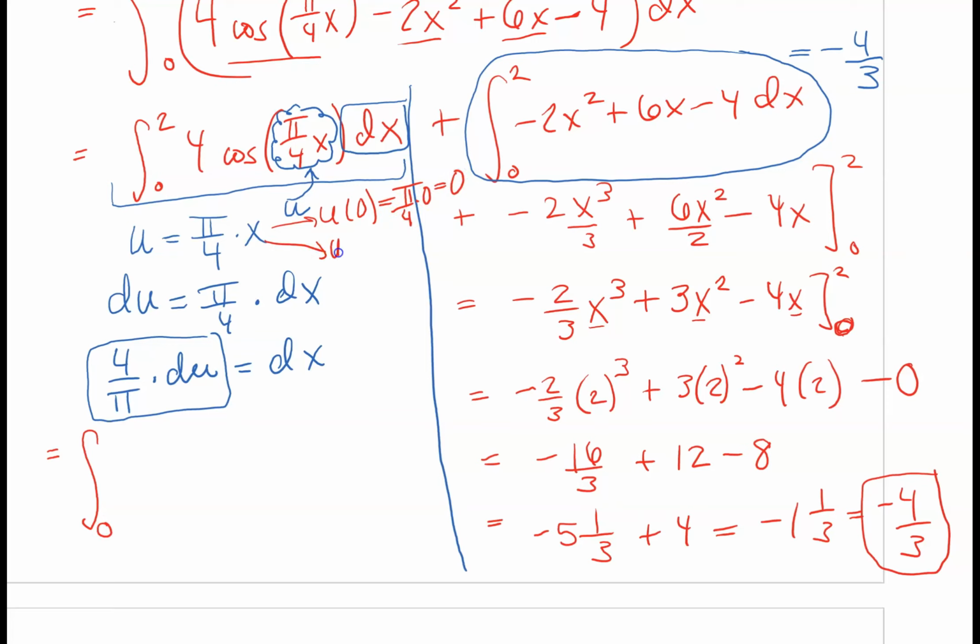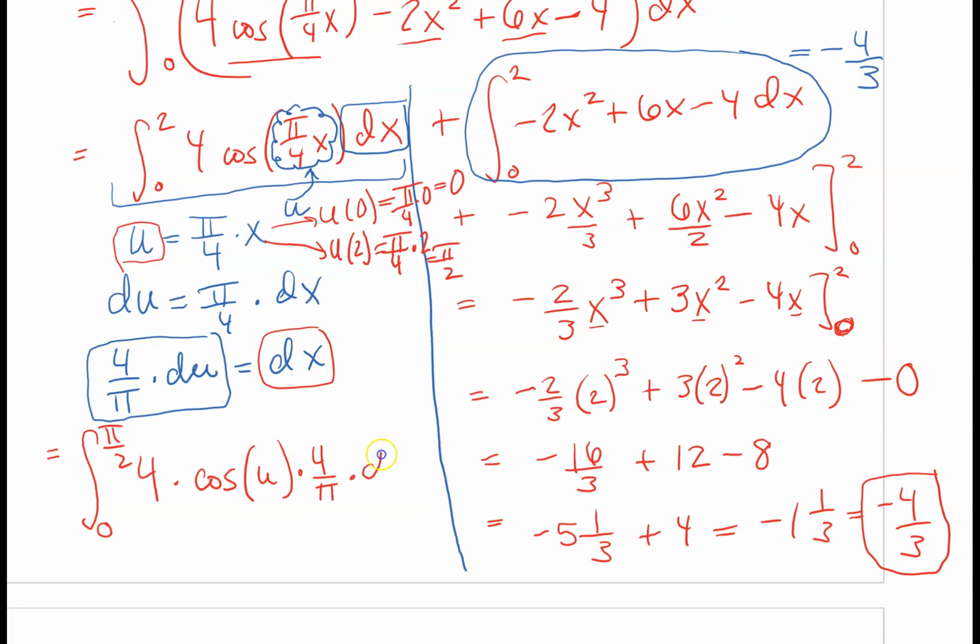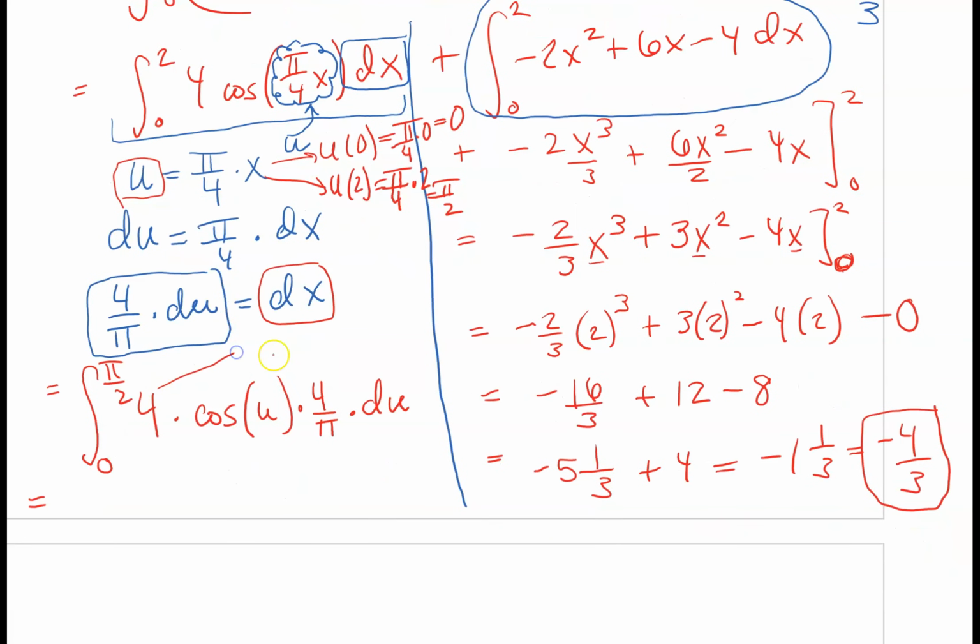And when x is 2, u will be pi over 4 times 2, which becomes pi over 2. So my upper limit of integration becomes pi over 2. The 4 is still there, but now inside cosine, I'm going to replace pi over 4x with u. And instead of dx, I'm going to replace that with 4 over pi times du. So then I can multiply these constants together, the 4 times the 4 over pi, and get 16 over pi, and pull that out of the integral there.